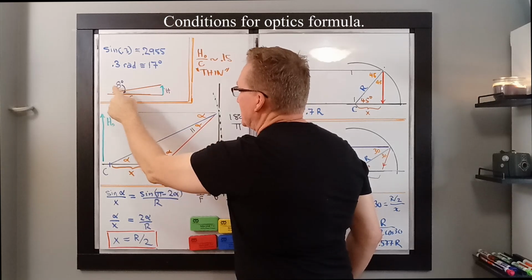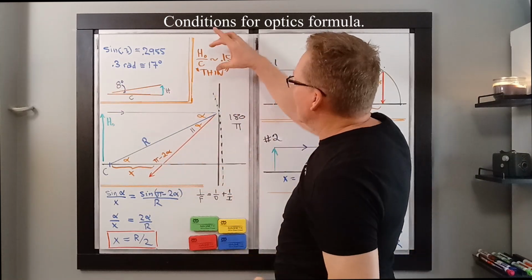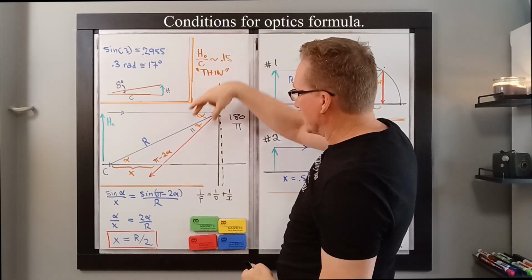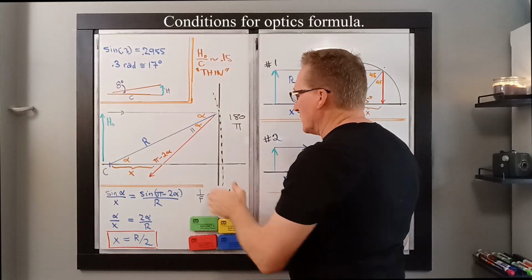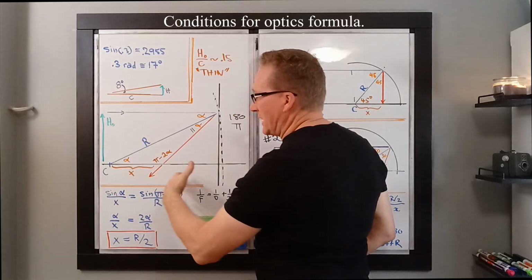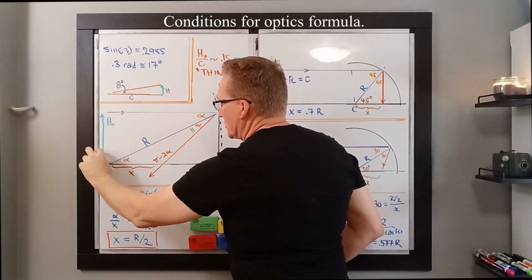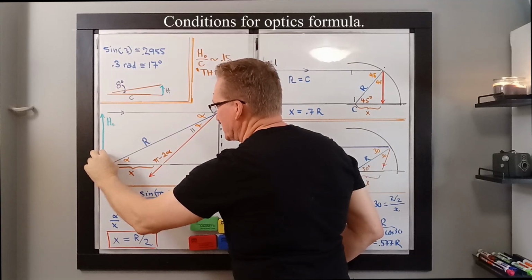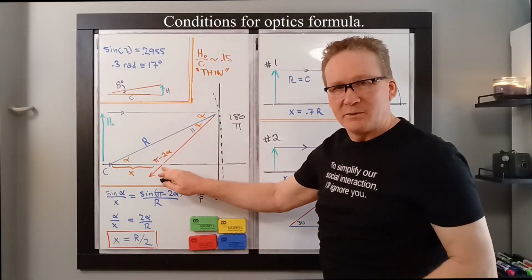So h over c is equal to the tangent of 8. The tangent of 8 is about 0.15. So the height of the object over the distance to the center of the curvature, or the radius of curvature, has to equal about 0.15. So if your center of curvature is, say, 10 centimeters, then your height of the object could be 1.5 centimeters. And as long as it's that height, or roughly that height, or a little bit smaller, this lens formula will apply, because the focal point will be right there.